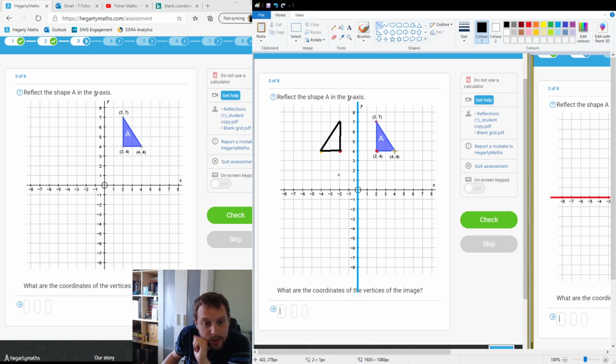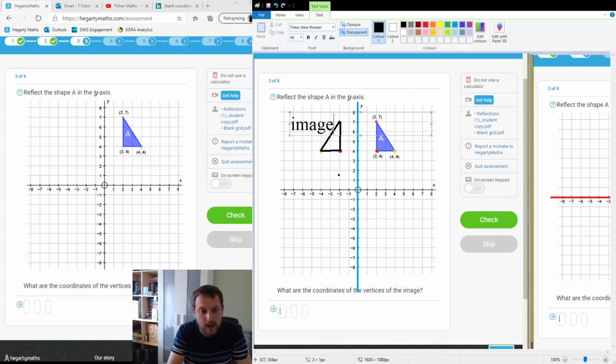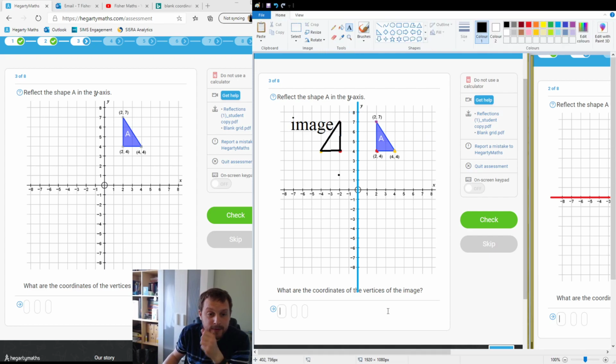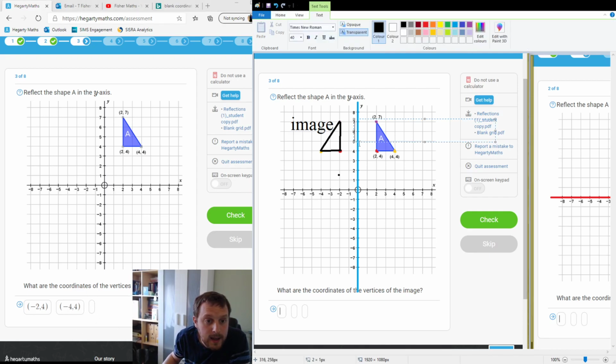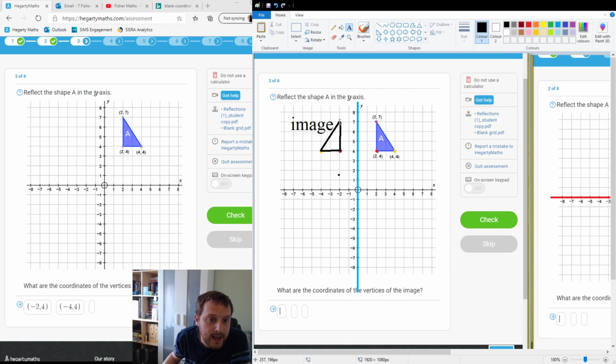How far away is the yellow dot? Well, it's 4 away. But it's also 4 away in the image. That's really important. So again, this is called the image. And the vertices are the corners, so we need to write down what those are. So the red one is -2, 4. The yellow one is -4, 4. And the purple one is -2, 7.